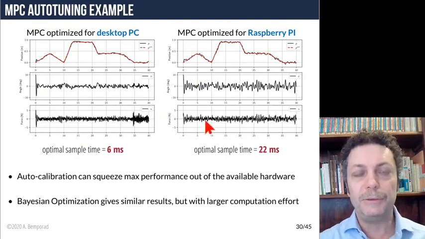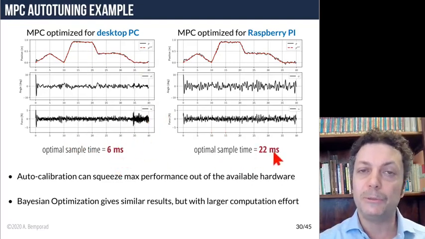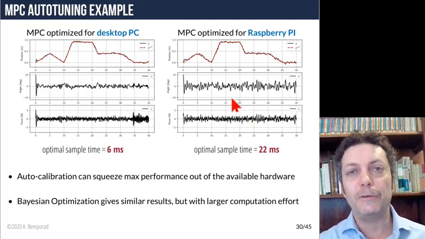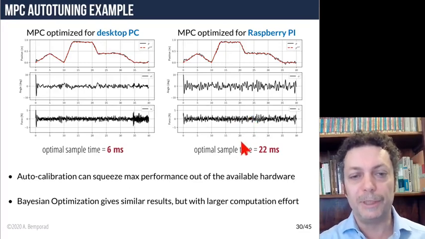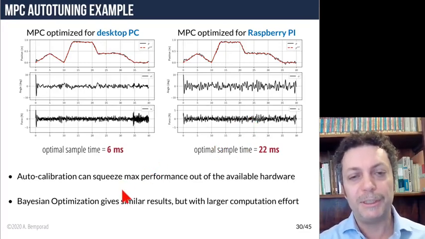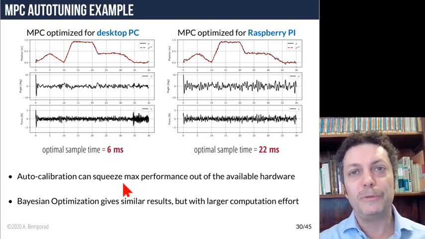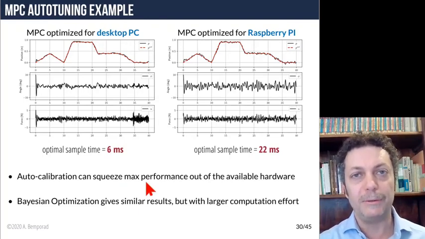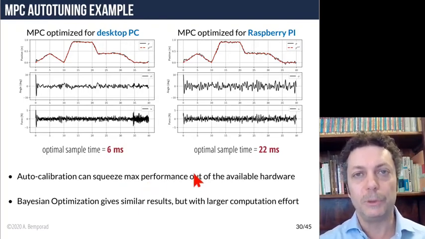You actually get 2 different tunings. For the desktop PC, you get an optimal sampling time of 6 milliseconds, while you get 22 milliseconds for the Raspberry Pi. And this is an overall trade-off between all these calibration parameters. So you can say that this type of auto-tuning procedure squeezes out the maximum performance that you can get given the control platform that you have available and the MPC controller structure that you have chosen.